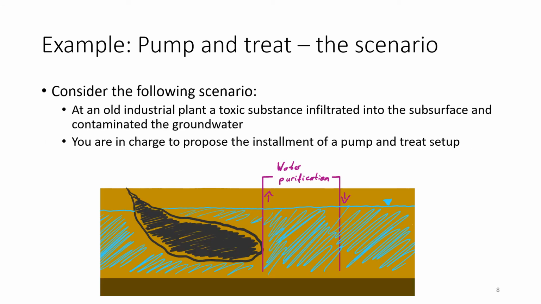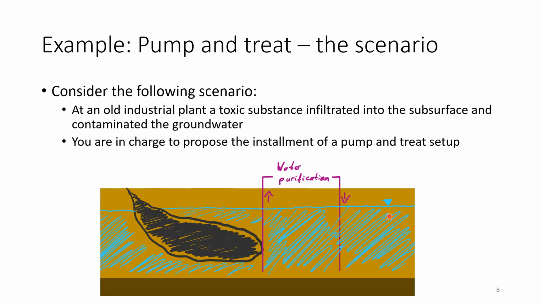I want to show now all the theoretical parts I discussed so far on a practical example. So I thought of a pump and treat scenario. We have some kind of contamination in the groundwater. It can be some old industrial plant or whatever, I don't care. Some kind of contaminant infiltrated the subsurface and contaminated the groundwater. And now you're working in an engineering office and your boss says to you, well, tell me where you would install the pump and treat setup. And because you're so enthusiastic, you decide to set up a numerical model for that.